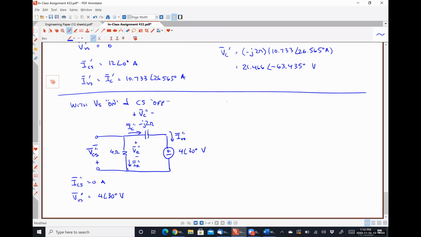All right, so let's see. I would solve for VR using voltage division. So that would be 4 angle 30 degrees volts multiplied by 4 ohms over 4 minus J2 ohms, which gives .578 angle of 56.565.